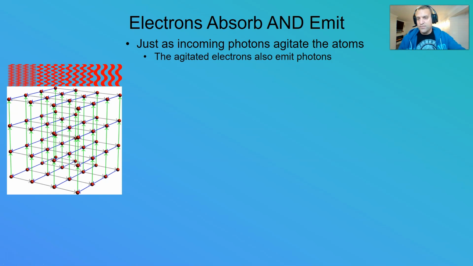In electromagnetism, an electron which is moving and agitated, moving back and forth at some frequency, likewise emits photons. Okay, so the photons come in, agitate the electrons, and as those electrons are being agitated, they're likewise induced to automatically re-emit their own photons back outwards away from the surface. So just as incoming photons agitate the atoms, the agitated electrons also emit their own photons.